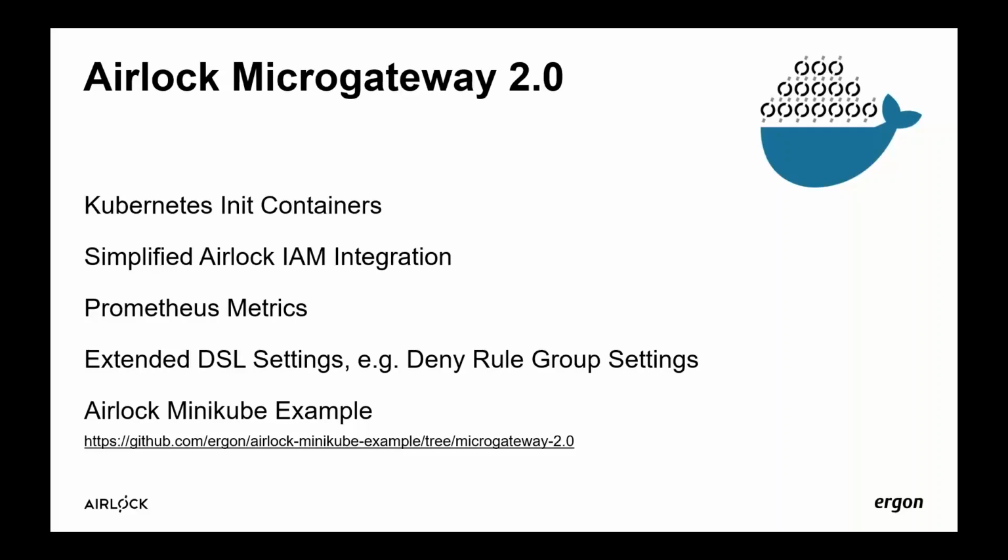Another thing which will be released about the same time as the Gateway 7.6 will be the Micro Gateway 2.0. Both of them are based on the same filtering engine, so the behavior should be identical when you send requests through them.